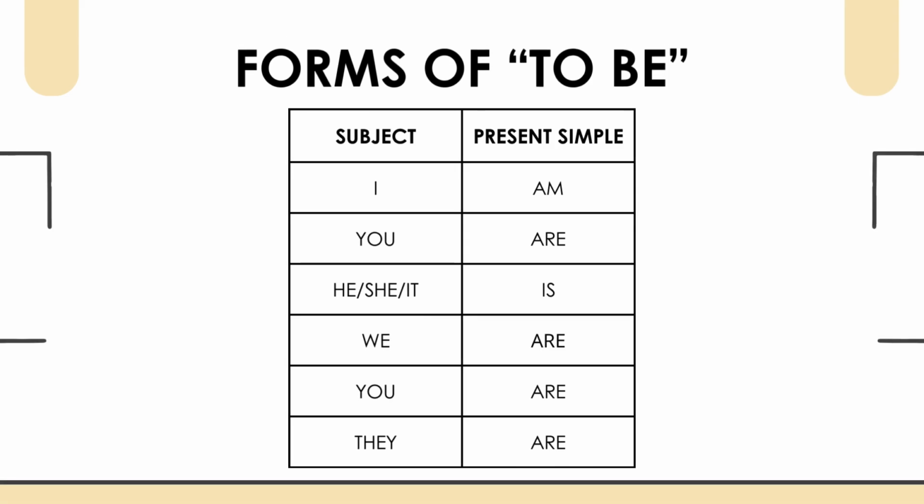The verb to be changes depending on the subject. For I, we use am. For you, we use are. For he, she, and it, we use is. And for plural subjects like we, you, and they, we use are. It's important to remember these forms to create correct sentences.